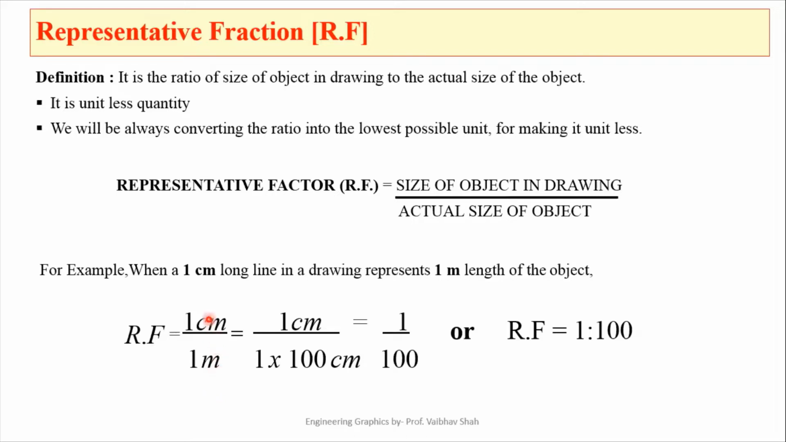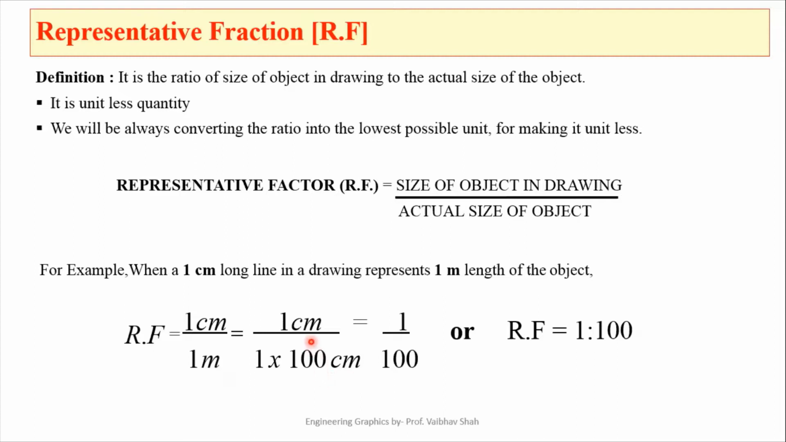Now we have 2 units, and it is a ratio. Here we say that the ratio will be converted into the lowest possible unit. So let us check. We have 2 units, centimeter and meter. It is obvious that centimeter is the lowest unit, so we'll try to convert this meter term into centimeter. We know that 1 meter is equal to 100 centimeter, so we'll just put 100 centimeter in the place of this meter.